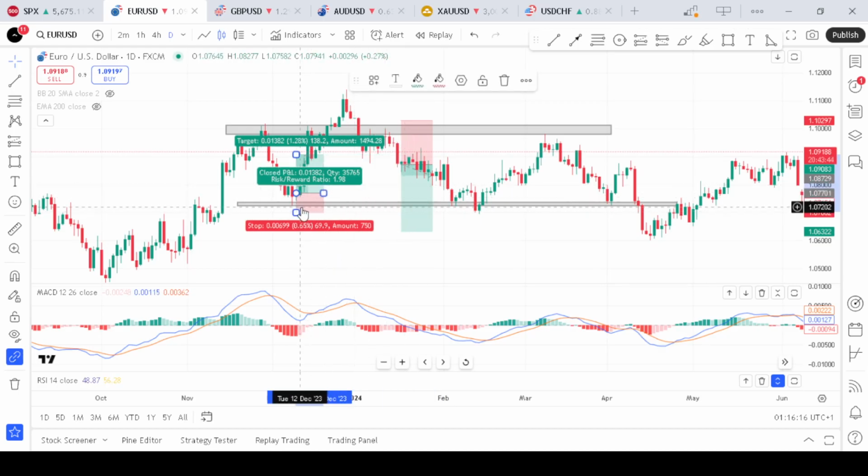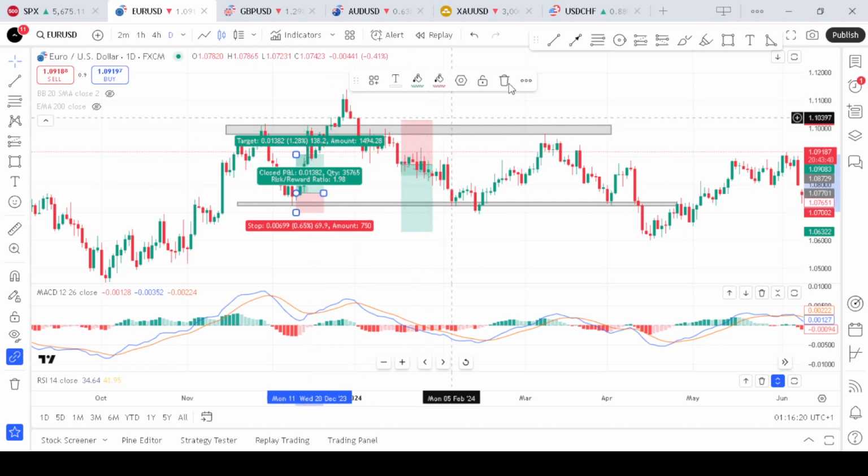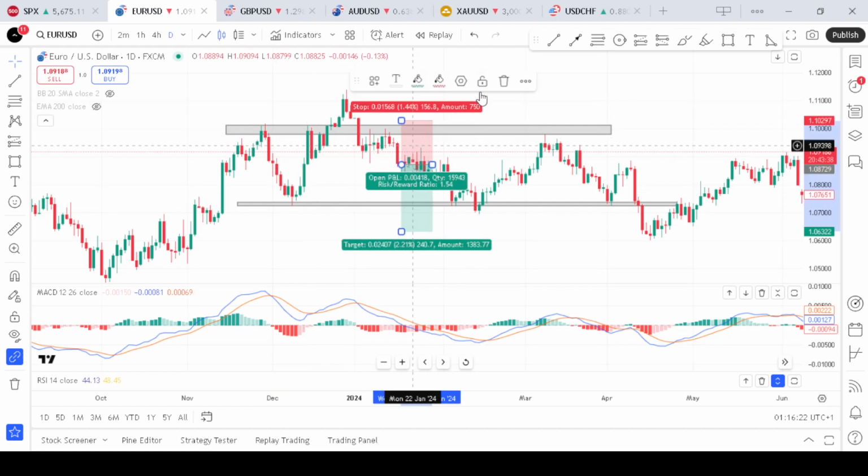In a buy trade, just below. In a sell trade, just above. This is typically how we do it.